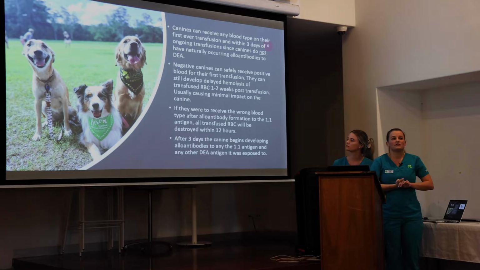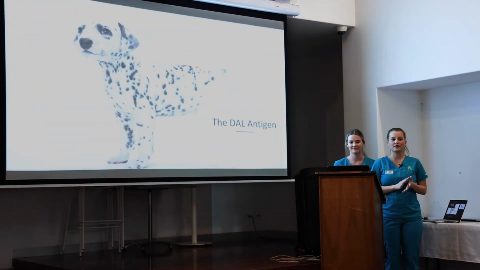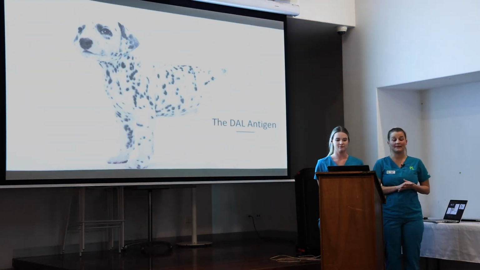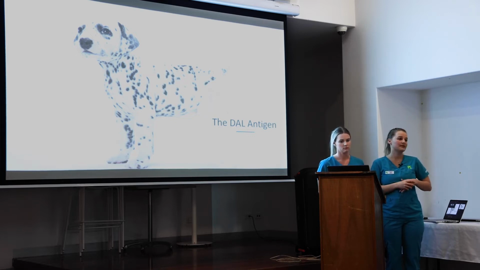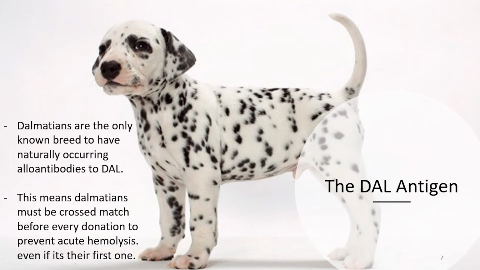Now, in addition to DEA blood types, there is a more newly discovered blood type that canines also carry called DAO. DAO, like other blood types, typically wouldn't cause harm to the patient during a transfusion. However, Dalmatians are the only known breed that have a naturally occurring alloantibody to the DAO antigen. It just simply means that Dalmatians or Dalmatian crossbreeds should always be cross-matched before every blood transfusion, including their first one.